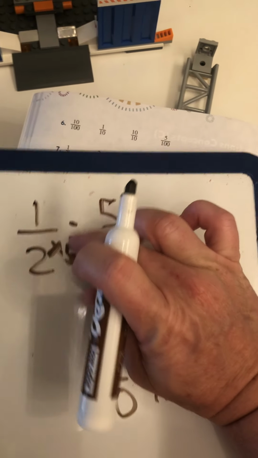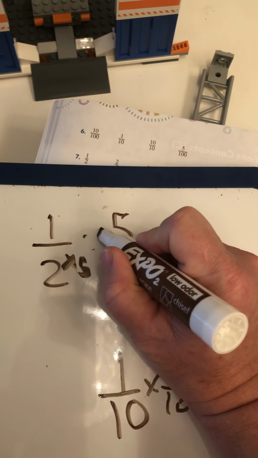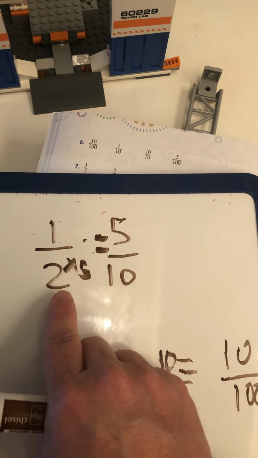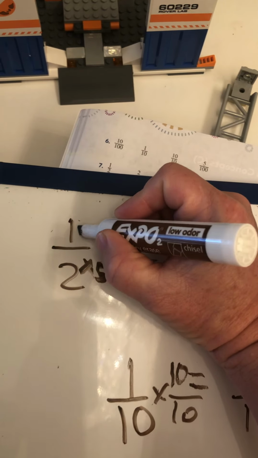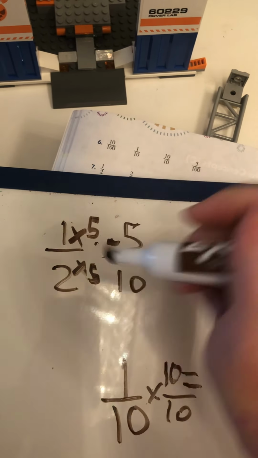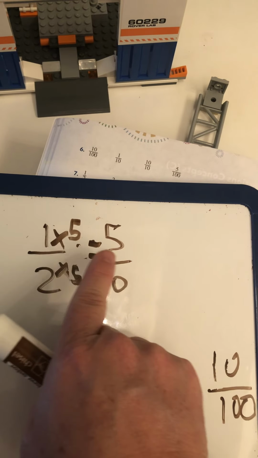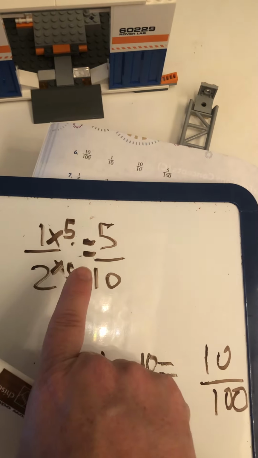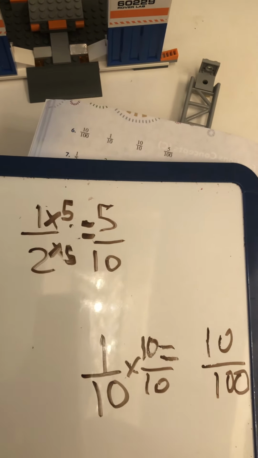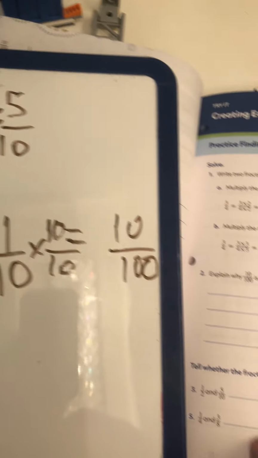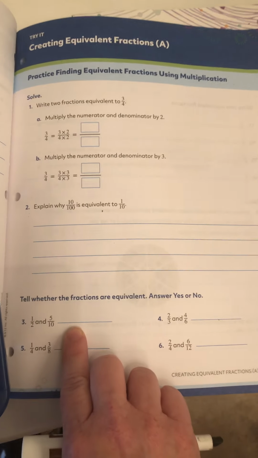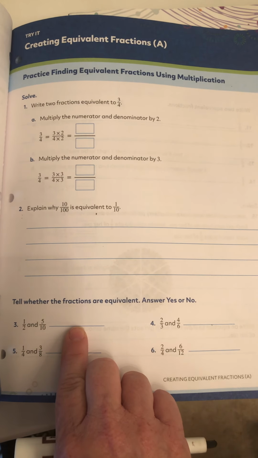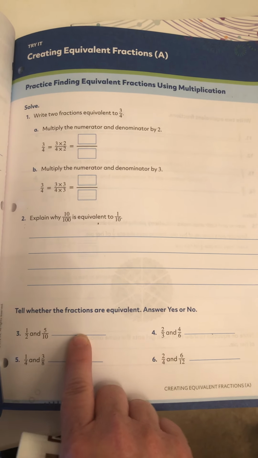I'm going to erase my equal sign here, make it a little closer. Give me a little room to write out my problem here. The rule is whatever I multiply my denominator by, I have to multiply my numerator by that same number if I'm making an equivalent fraction. Does 1 times 5 equal 5? Yes, it does. So I know that 1/2 is equivalent to 5/10. The way that I know that is multiplying your numerator and denominator by the same number. So the first one, number 3, says tell whether the fractions are equivalent. Yes, you would write yes right here.